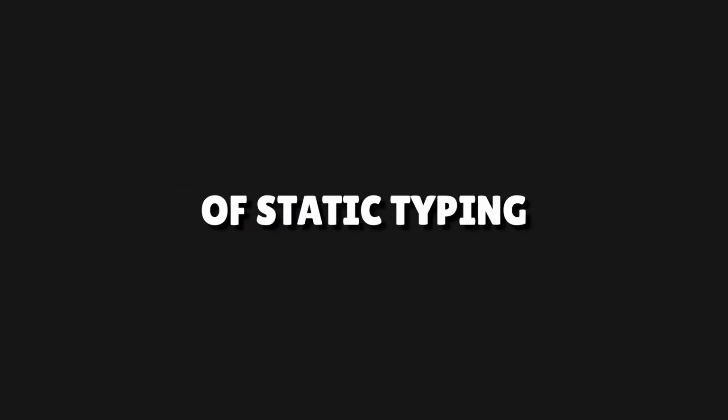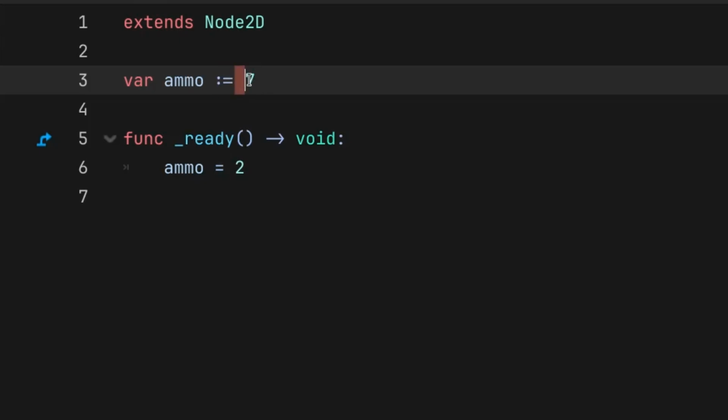If you want the safety of static typing but are feeling a bit lazy, you can use the walrus operator to automatically tell Godot about the data type of a variable. This operator tells Godot, look at the value I am giving and lock this variable to that type.